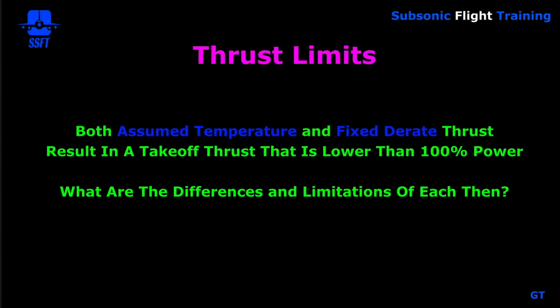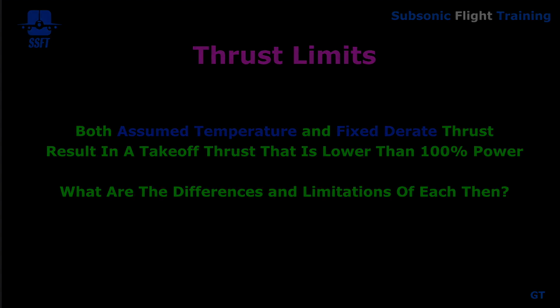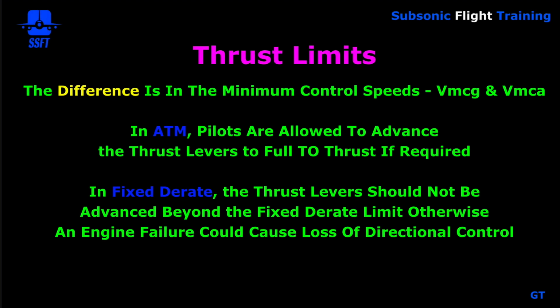Both the assumed temperature method and the fixed derate takeoff method result in a takeoff thrust that is lower than 100% power. So what are the differences and the limitations of each? Well, the difference really is in the minimum control speeds, your VMCG and VMCA.